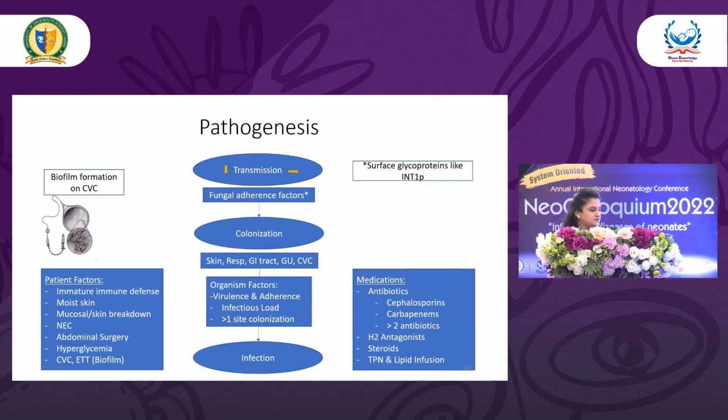So the neonates have an immature immune defense system. Their skin is thin and moist. There is mucosal skin breakdown. They are at risk of necrotizing enterocolitis, and also infection-related hyperglycemia, presence of plastic and plastic tubes and CVCs. All are patient factors which increase the chance of going from colonization to infection.